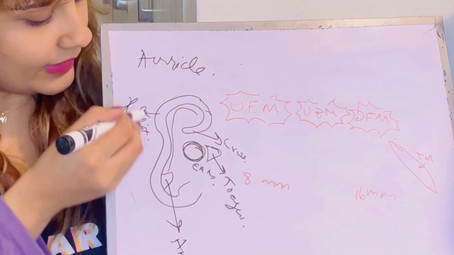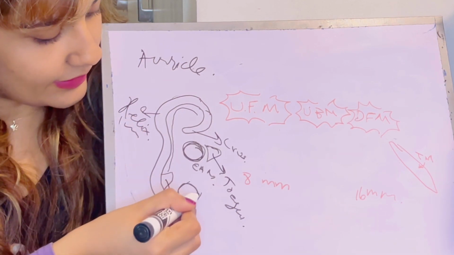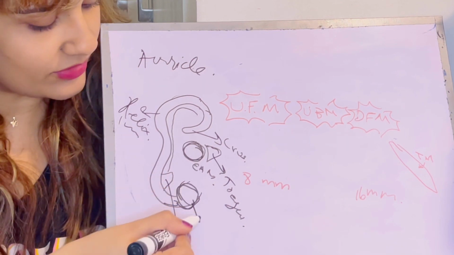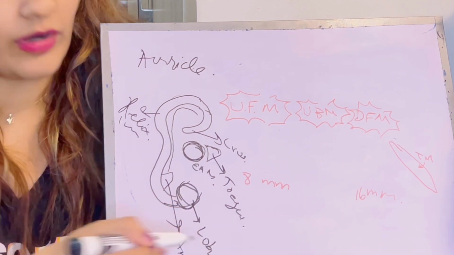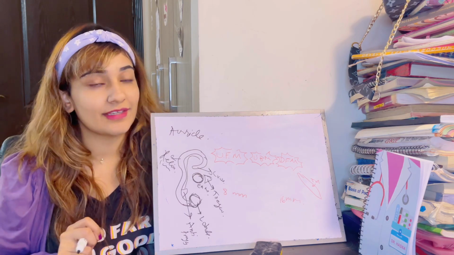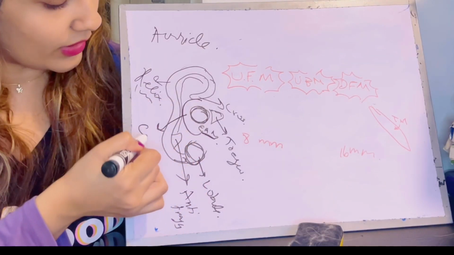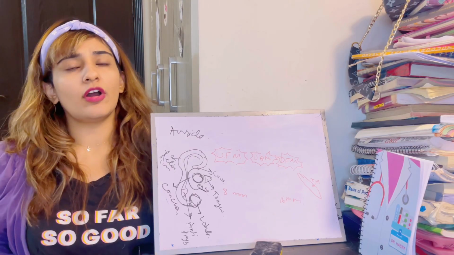Another important thing is that the helix goes down and this cartilage ends over here. Rather, this becomes a fibrofatty tissue. Now, this is known as the lobule of the auricle. This is where you wear those earrings. And this area that is leading to the external auditory meatus, this is known as the concha. So this was the basic structure of the auricle.